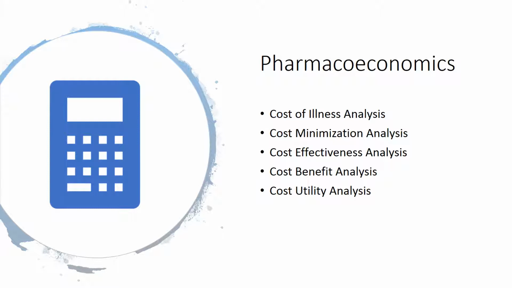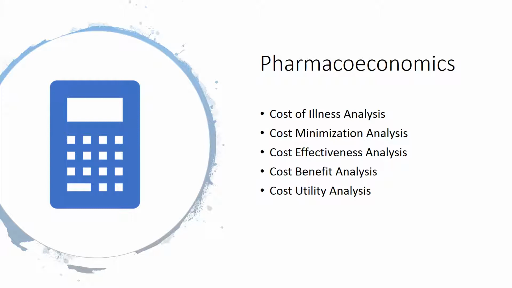Second, we have cost minimization analysis. This is an analysis that you can do when you assume that 2 different treatments are equally as efficacious as each other. In this way, what we do is assign costs to the treatments and essentially assess which one is cheaper, knowing that they are going to produce the same effect.